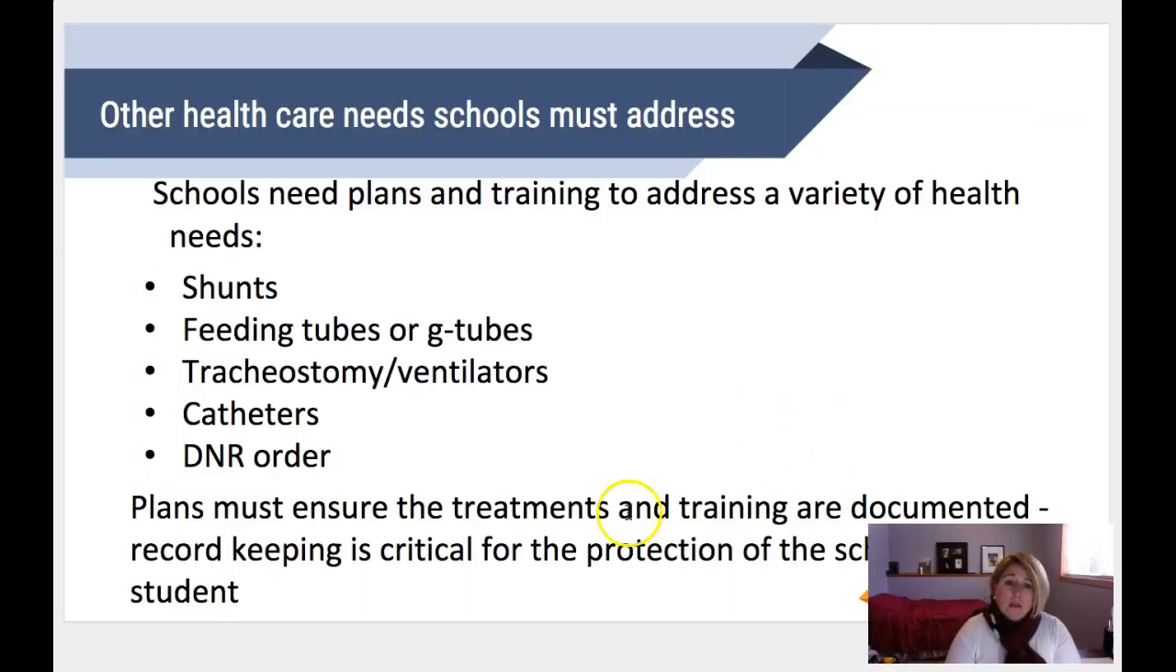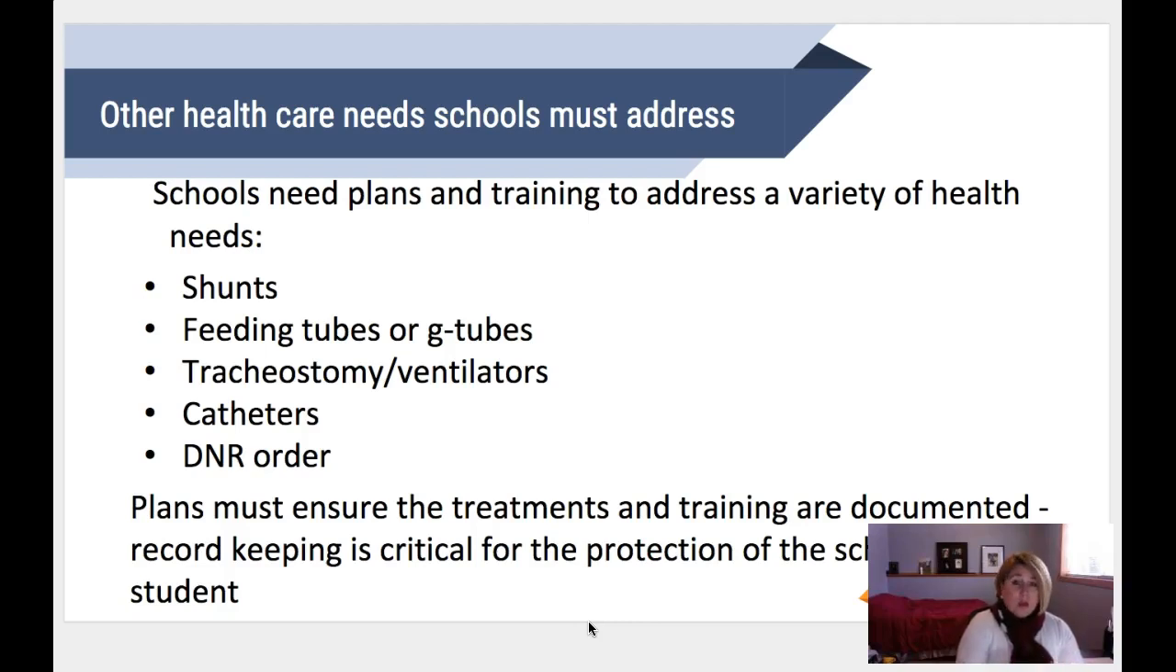Okay, so other things that schools have to address, and I've kind of referred to these a little bit, is that they need plans and training to address a lot of health issues. You have students that come to school that have shunts. You may not even know it because it was implanted if this child was born with a health condition, hydrocephalic, or if they had spina bifida. Sometimes also shunts will be in place. And basically the shunt is a tube that works to drain fluids from the brain, and it's implanted, and it can get blocked, it can come dislodged, there's other things that can go wrong with a shunt. So you need to obviously know that your student has a shunt and know what to watch for.